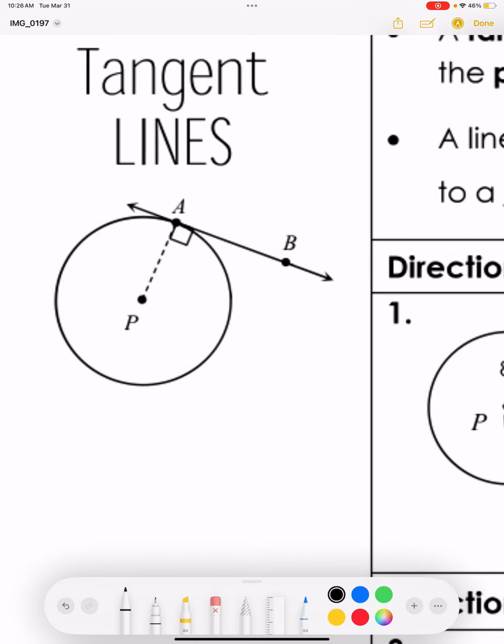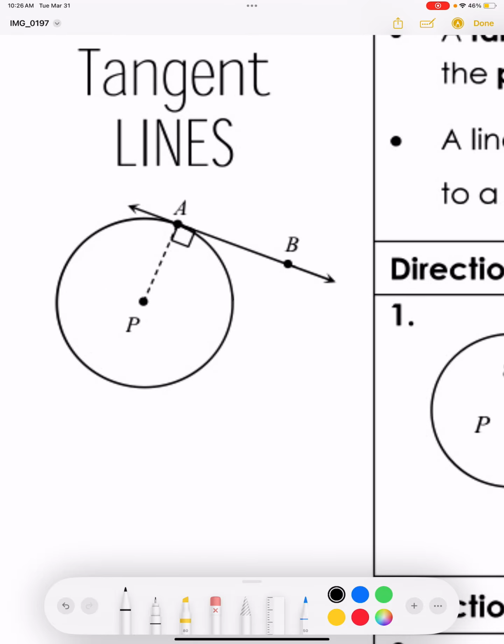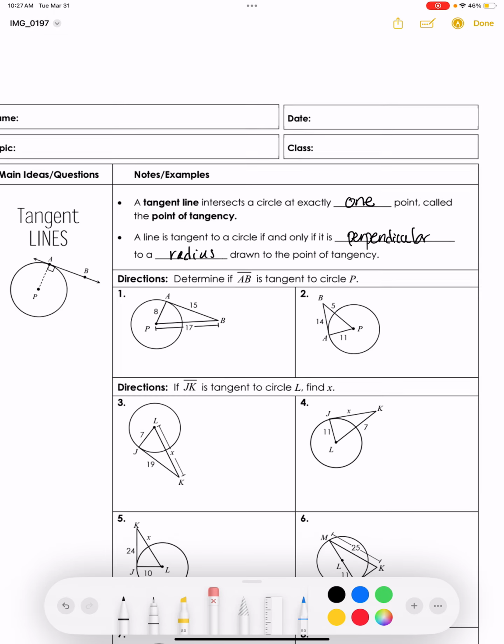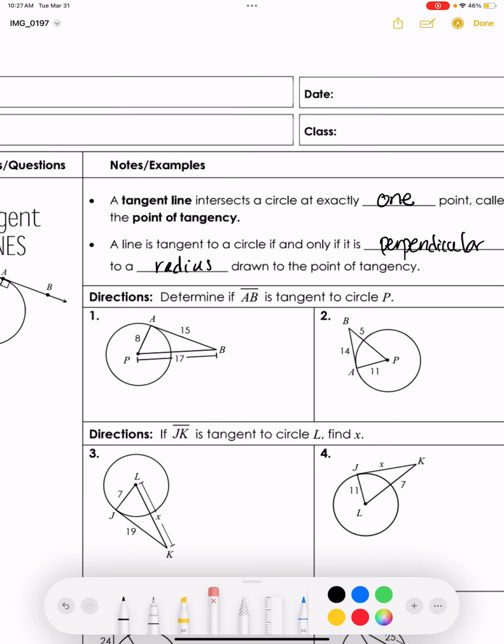So like here, if the tangent line is touching the circle like that, and then you go to the center of the circle and bring it to the tangent, then this is the radius, and now it forms a 90-degree angle. So it creates a right angle. It's perpendicular. That's what perpendicular means. It's going to be a right angle at the point of tangency.